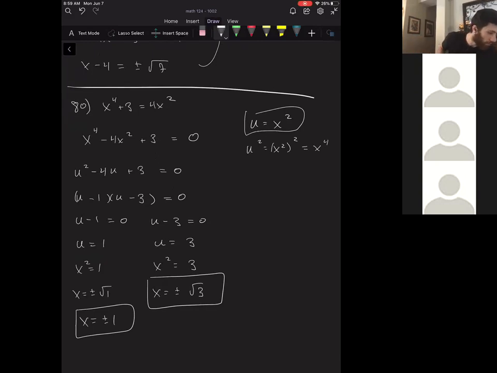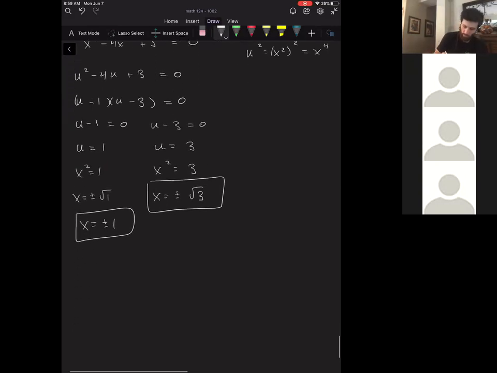Okay, and then another one we could do, 83. So 83 has us saying y to the 4th power plus 4y squared minus 5 is equal to 0.